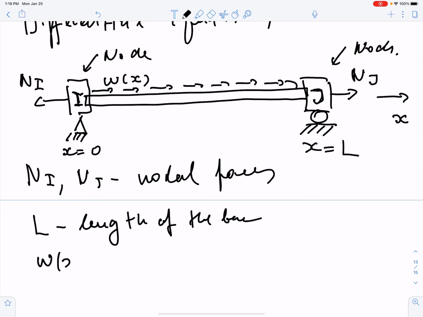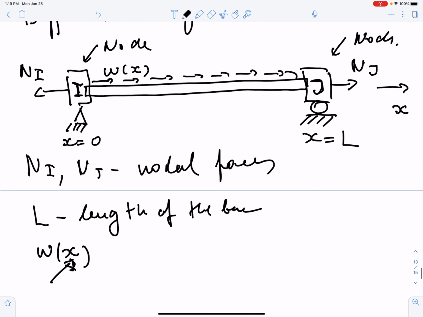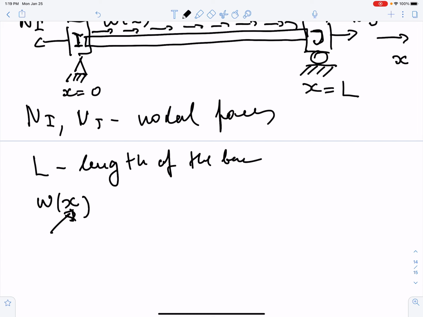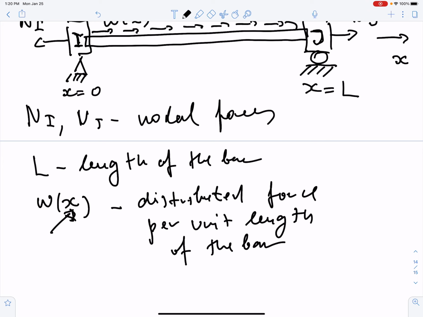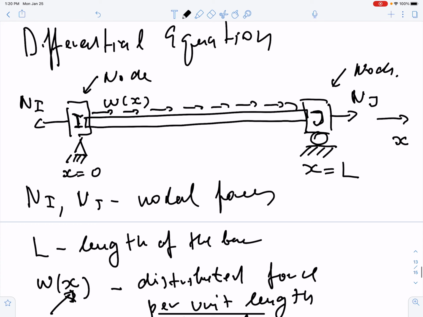So W of x, right? So again, pay attention. It doesn't have to be constant. Okay, it can be any distributed load. I'll call it distributed force per unit length of the bar. Okay, we'll do it this way. Okay, so that's our situation.